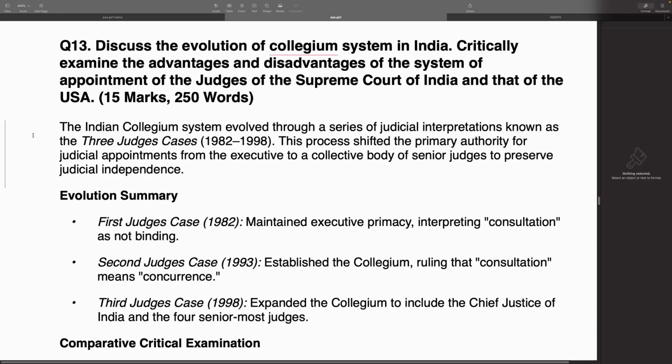The Indian collegium system evolved through a series of judicial interpretations known as the three judges case, 1982 to 1998. This process shifted the primary authority for judicial appointments from the executive to a collective body of senior judges to preserve judicial independence.